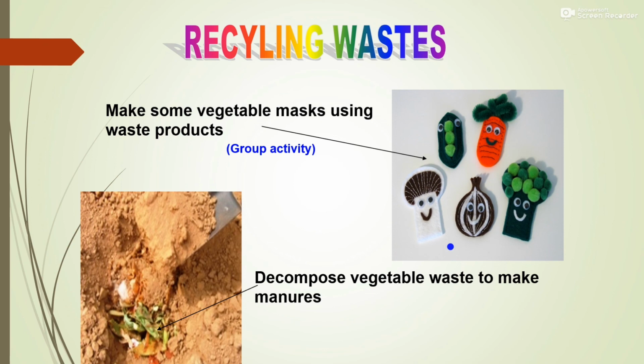How will you decompose? First you have to dig a hole, okay, then you have to decompose vegetable waste there to make manure. After some days or months, it will change into manure. And make some vegetable marks using waste product. Using waste product, make some vegetable marks like you can see in the picture.